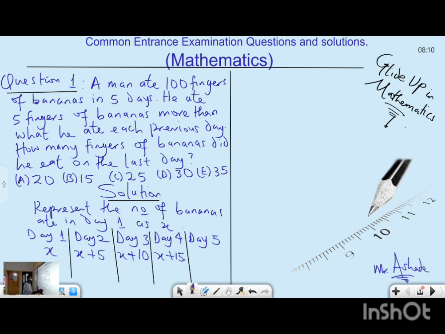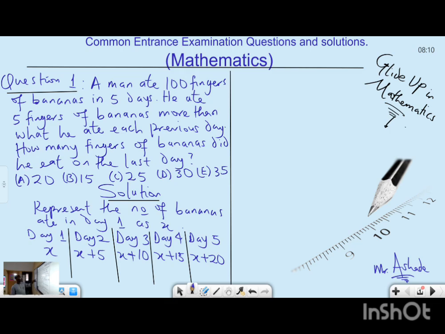I hope that is clear. And the last day, he also ate 5 more than what was eaten on the 4th day. So this will be X plus 20. So you keep adding 5 to each day, more than the previous day. So this is the interpretation of what was eaten each day.